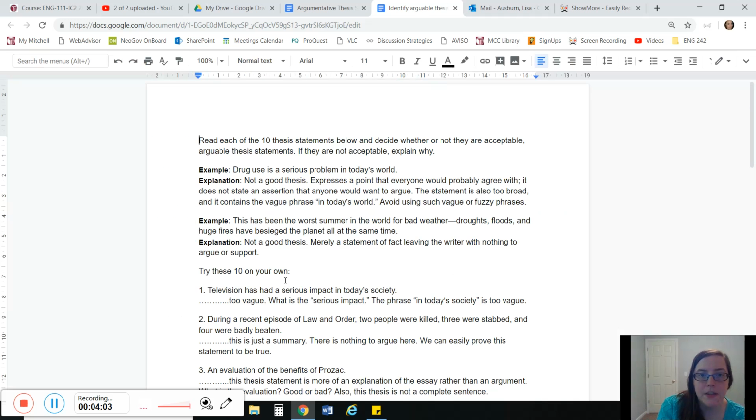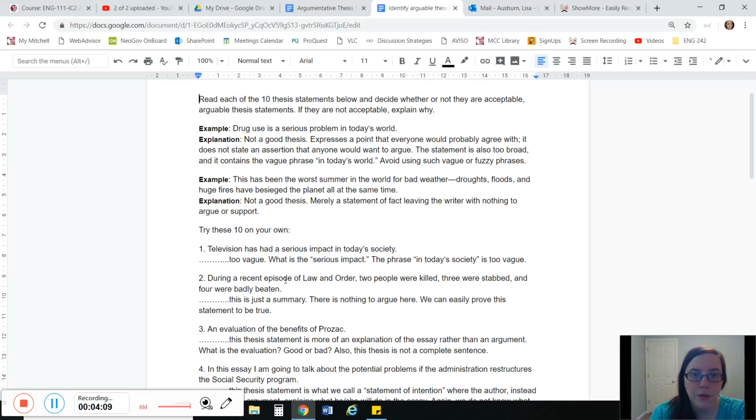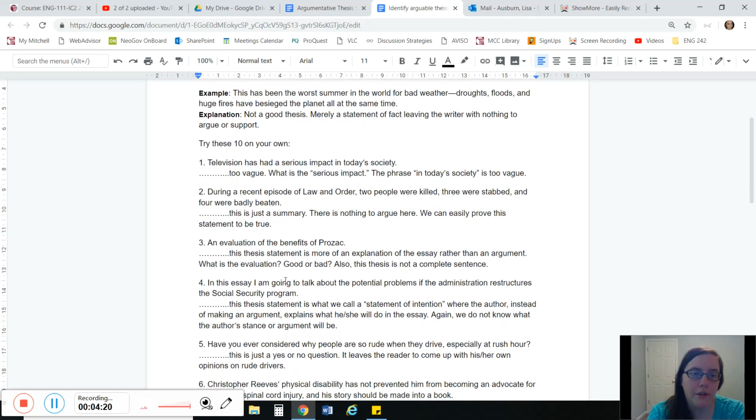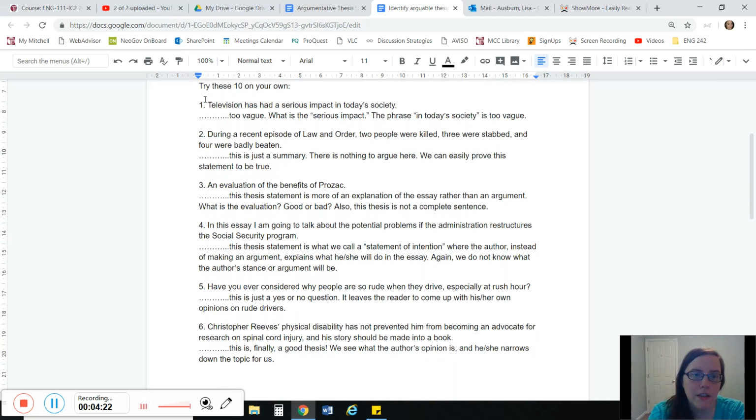and it's going to take me to just sort of like a little practice with answers that I think is important to go through, because there are thesis statements that are written that look like good thesis statements, but are actually problematic for a number of reasons, and I want to go through them. So here is an example thesis statement. Television has had a serious impact in today's society.